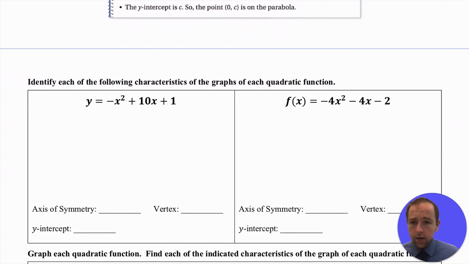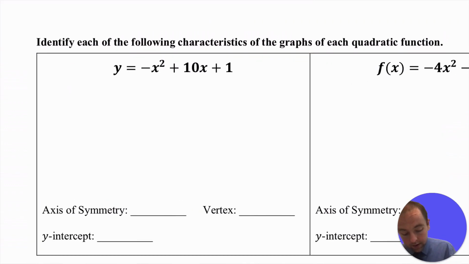It does say to identify each of the following characteristics of the graphs of each quadratic function. You're going to see with both of these examples that they are both quadratic equations and also expressed in standard form, because you have separate x squared, x, and constant terms in each of these. So we'll take a look at this first example. We're going to identify the three things labeled towards the bottom of that box: the axis of symmetry, the vertex, and the y-intercept.